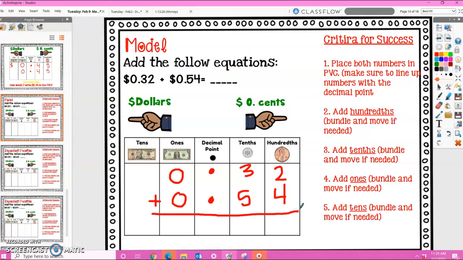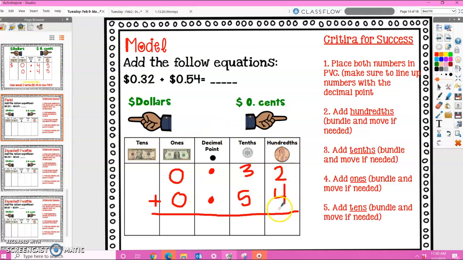So now all we need to do is add regularly. Just like we would add a regular vertical number sentence or numbers that do not have decimals, we're always going to start with the smallest place value, which is to the right. And I know it says hundredths, but hundredths is different than hundreds, okay? So it is the smallest place value. So we're always going to go from right to left.